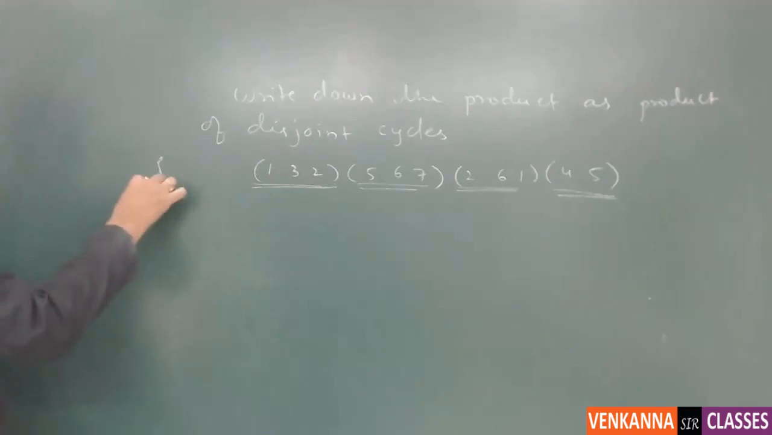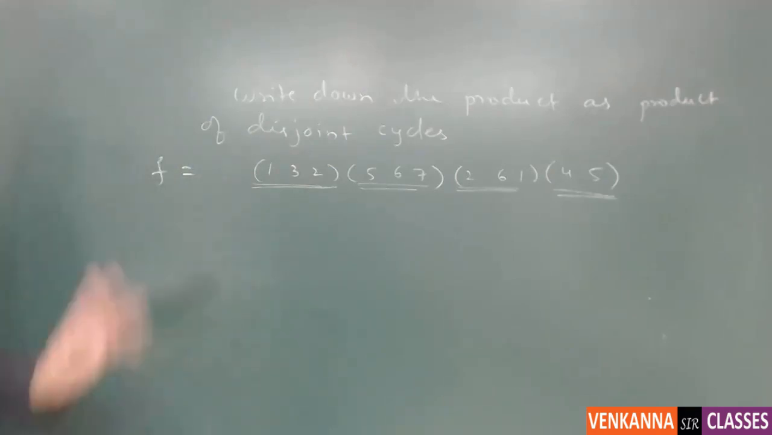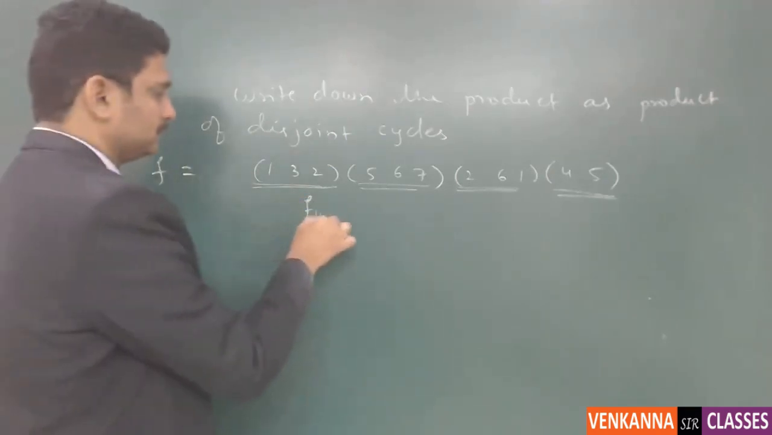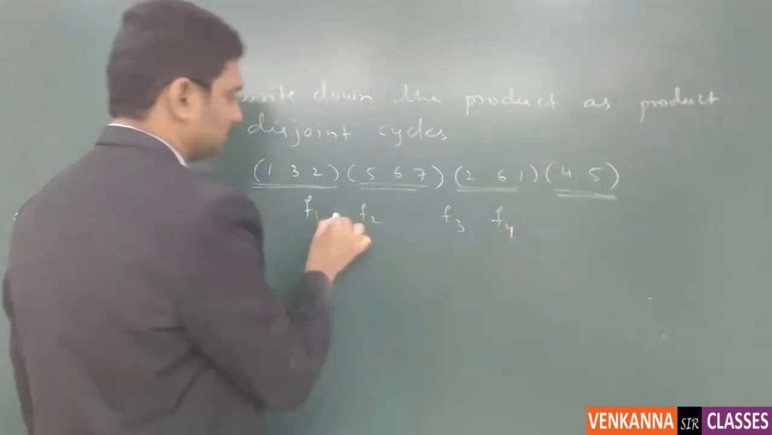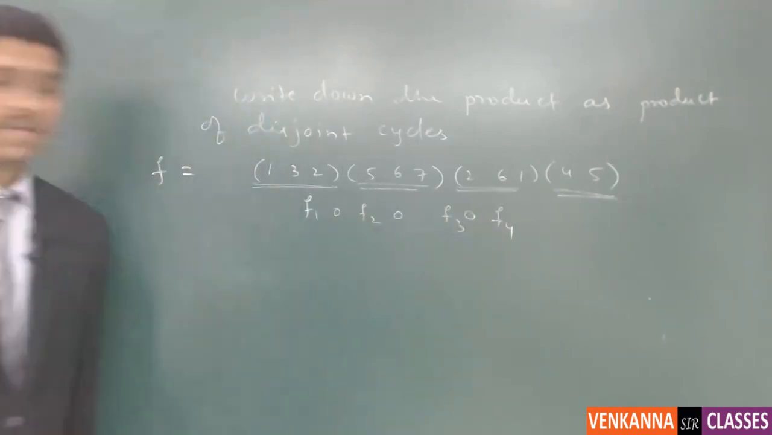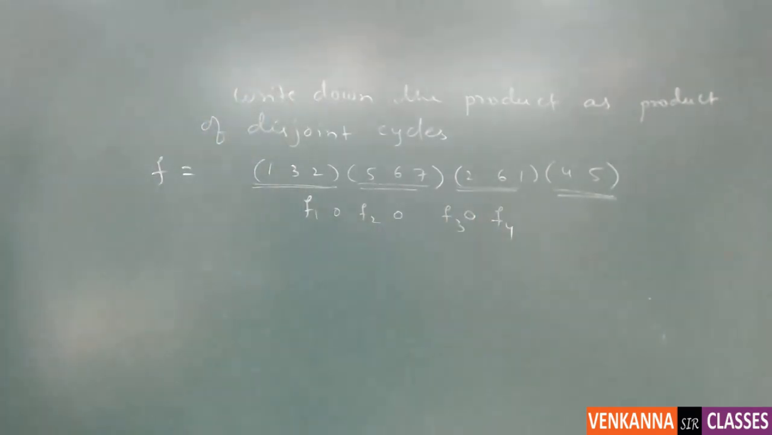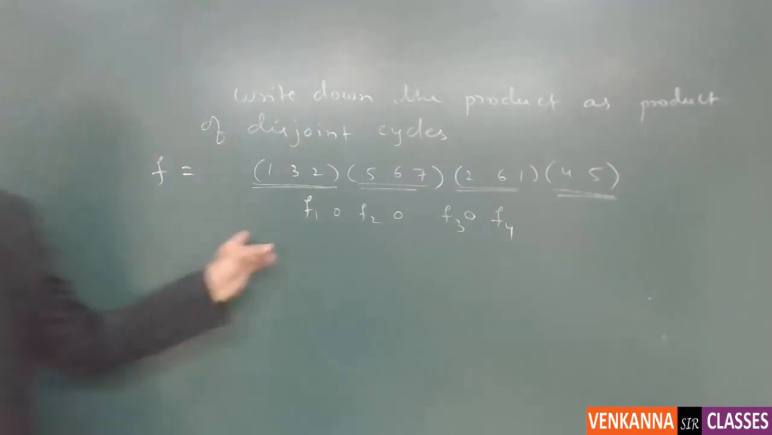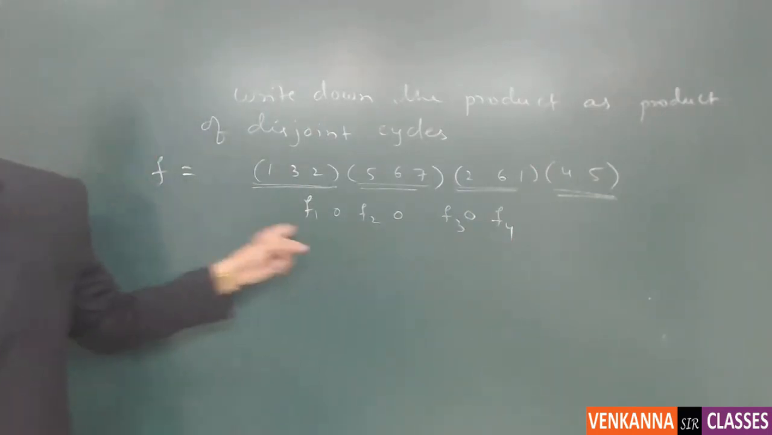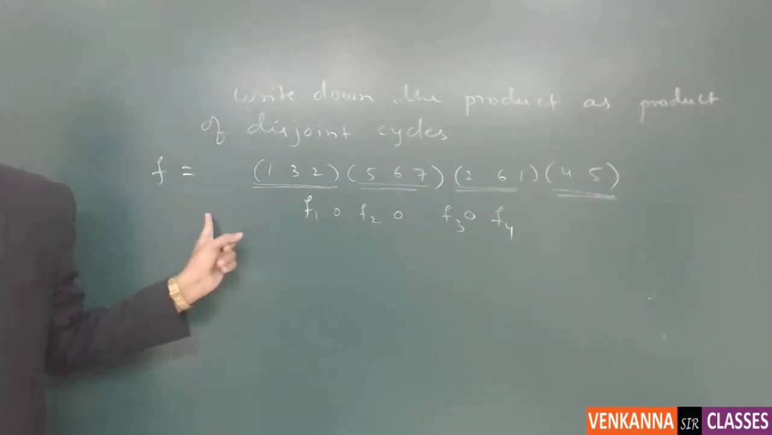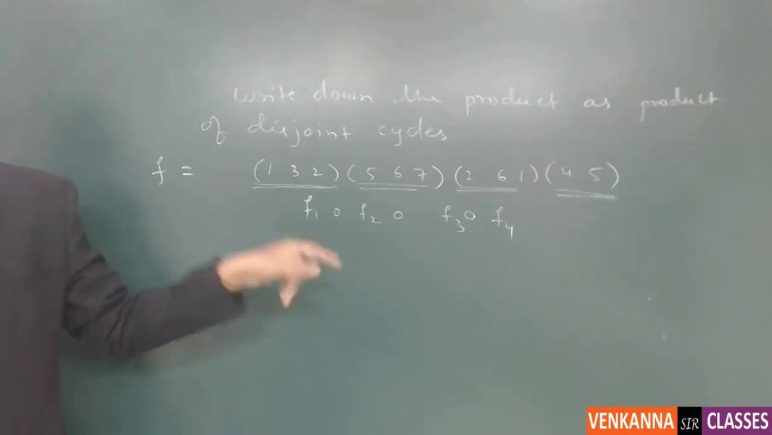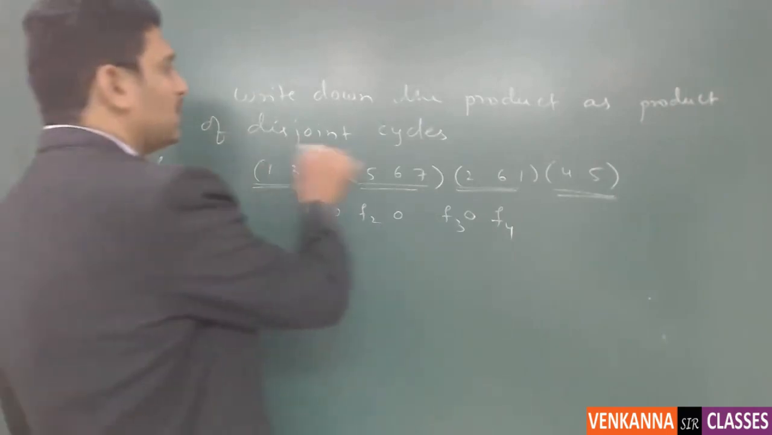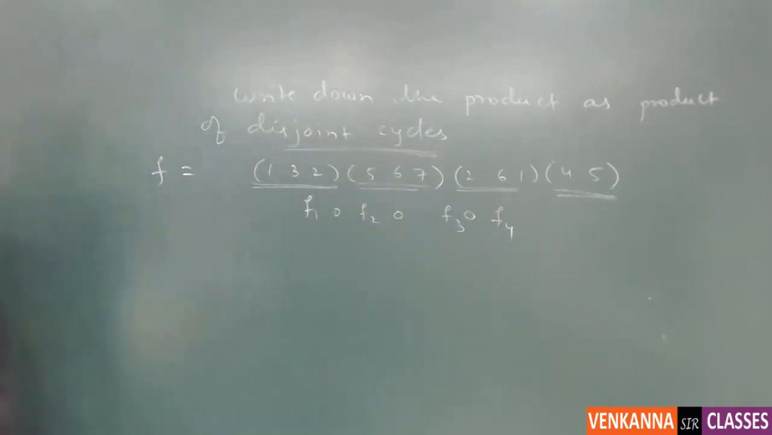So if you take the name F, so F is nothing but F1 circle, F2 circle, F3 circle, F4. So the product of these 4 values is nothing but F. So once calculating F, I need to represent F as the disjoint cycles. That is the actual problem given there.